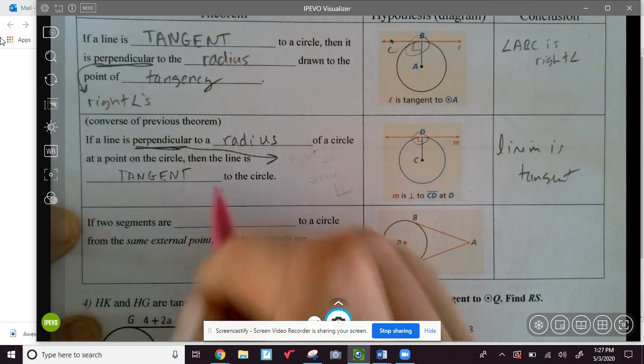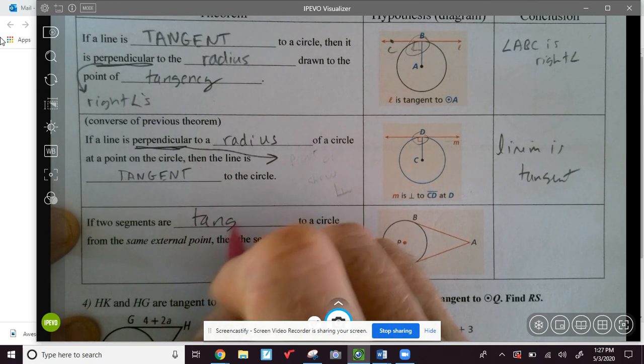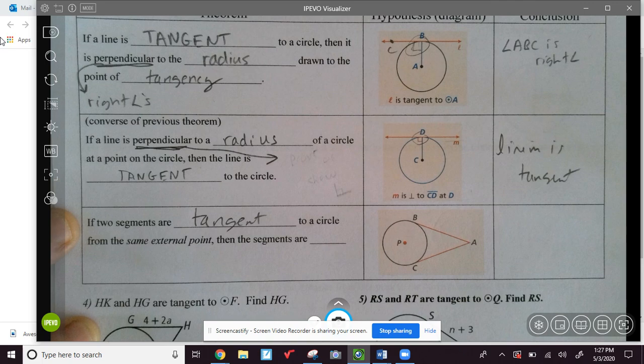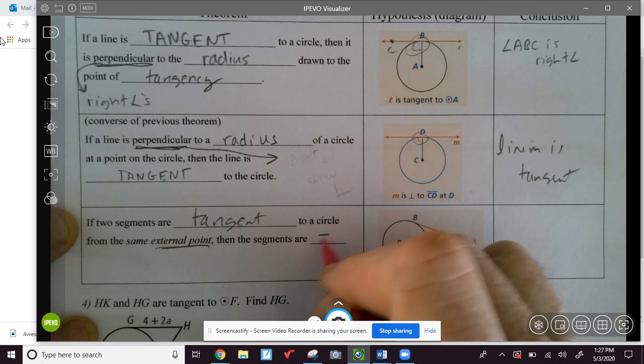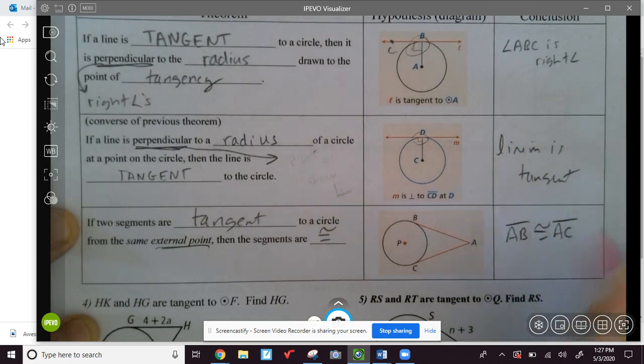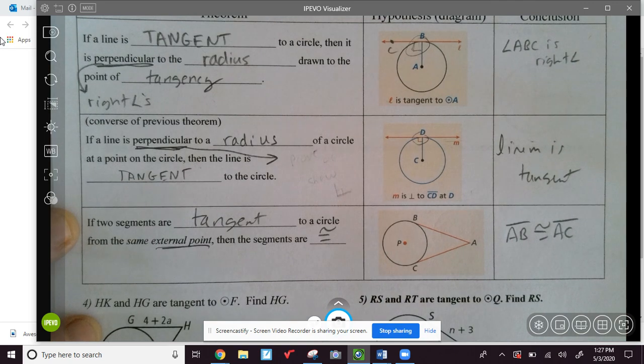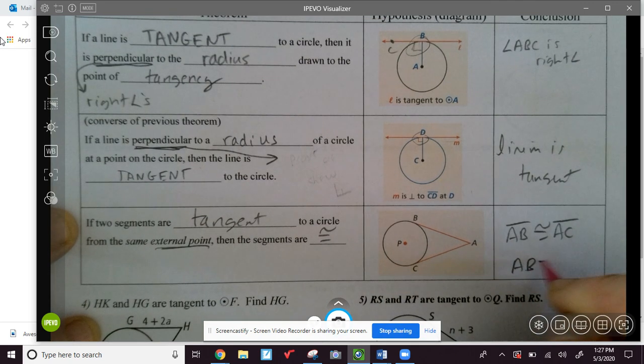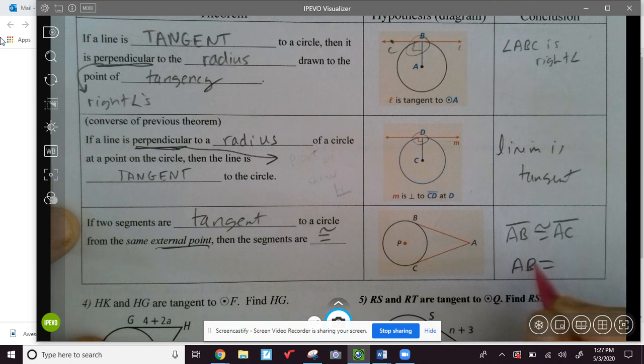If two segments are tangent to a circle from the same external point, then the two segments are going to be congruent to each other. So AB is congruent to AC, which means that the measure of AB, okay, let's do this real quickly. Measure does not have a symbol.